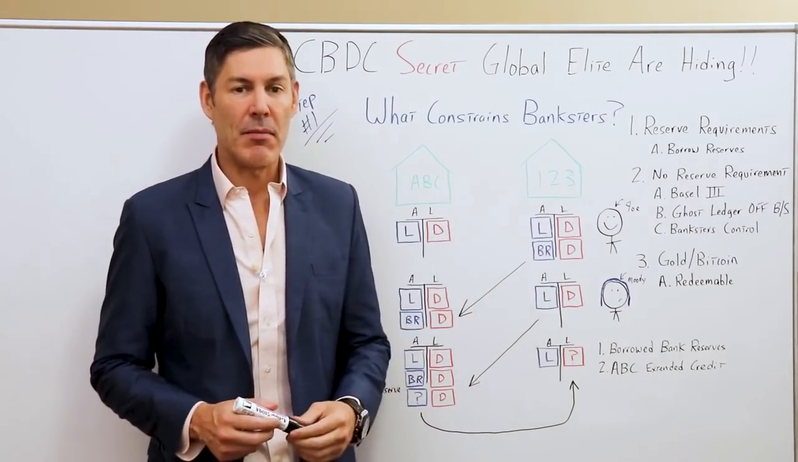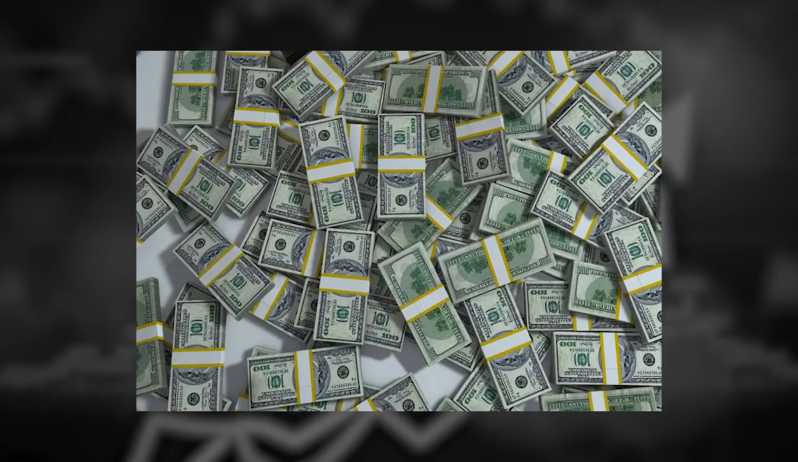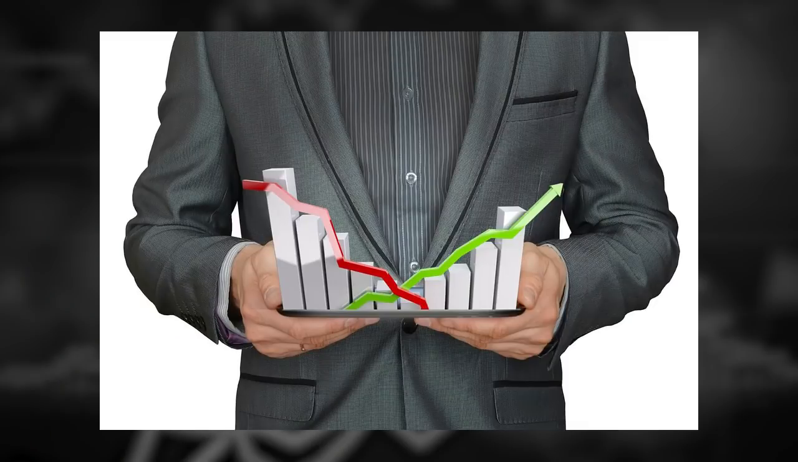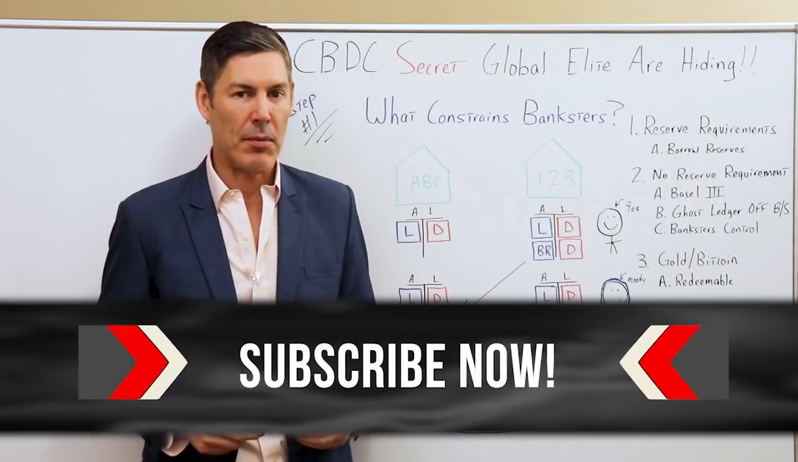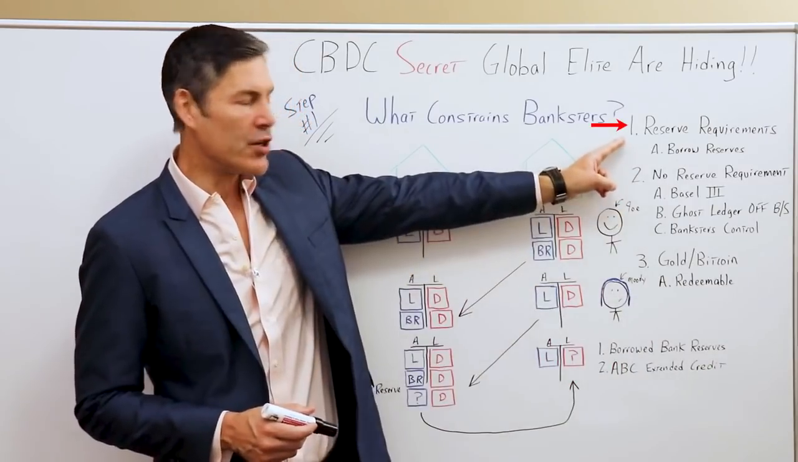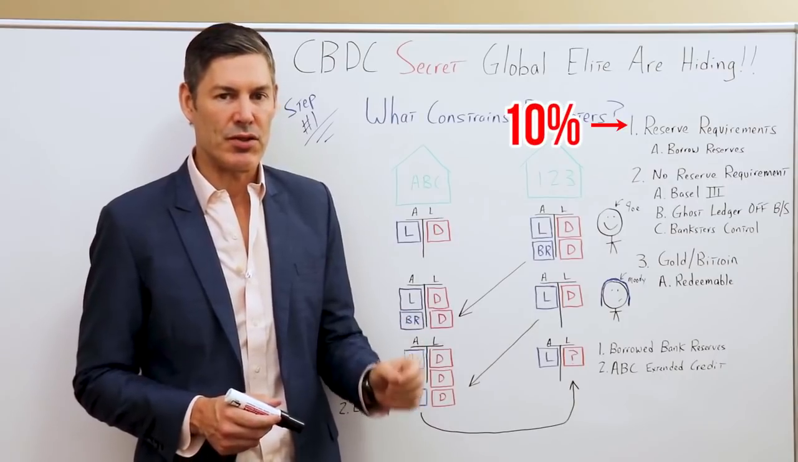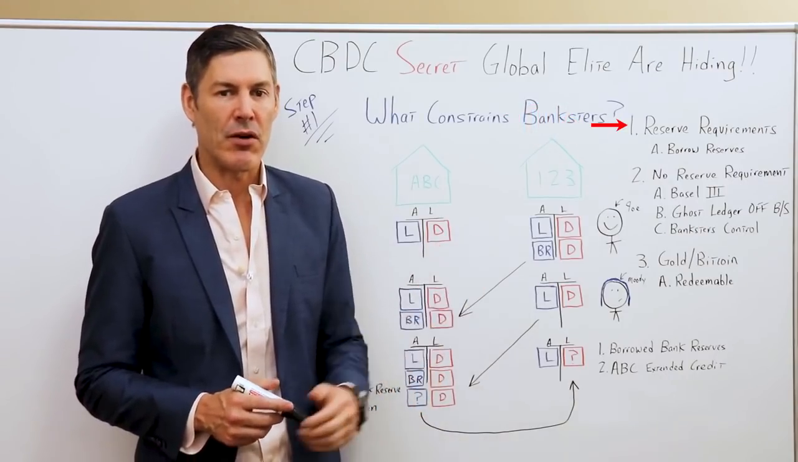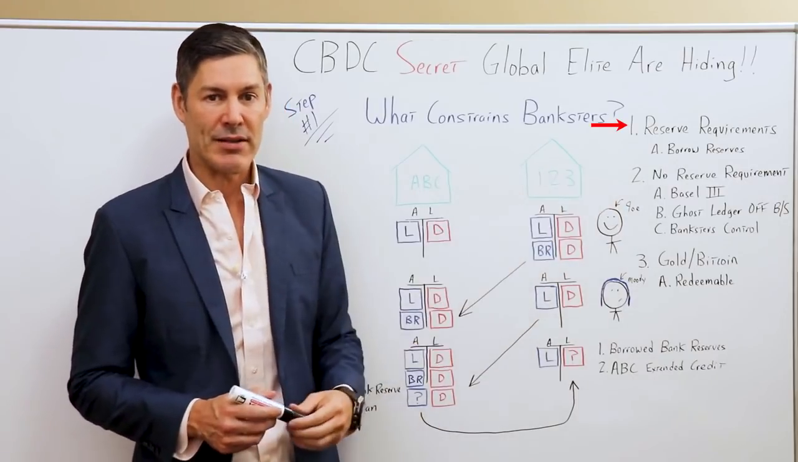What prevents them from just creating trillions and trillions and trillions of dollars of loans and increasing the financialization of our economy? Well, for most of you watching right now, you're probably saying, George, it's reserve requirements, because they have to have 10% reserve requirements. So they can't create an infinite amount of loans. This is what constrains the banking system.